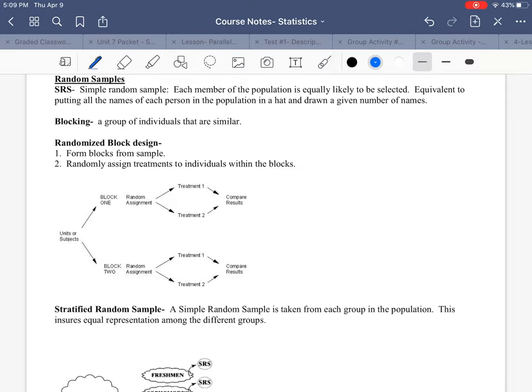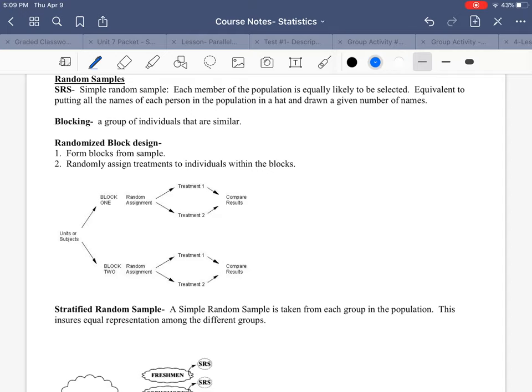All right? So anyway, randomized block design is carrying that the next step. You create blocks and then randomly assign treatments to the individuals within the blocks. So if I wanted to, I'll use gender, for example. I have a sample of individuals. I break them up by gender because there are situations or medications or maladies that impact genders, age groups differently from one another.